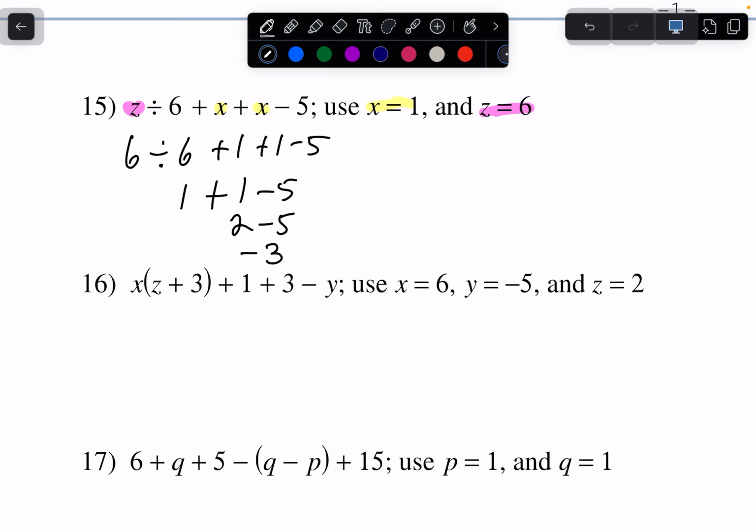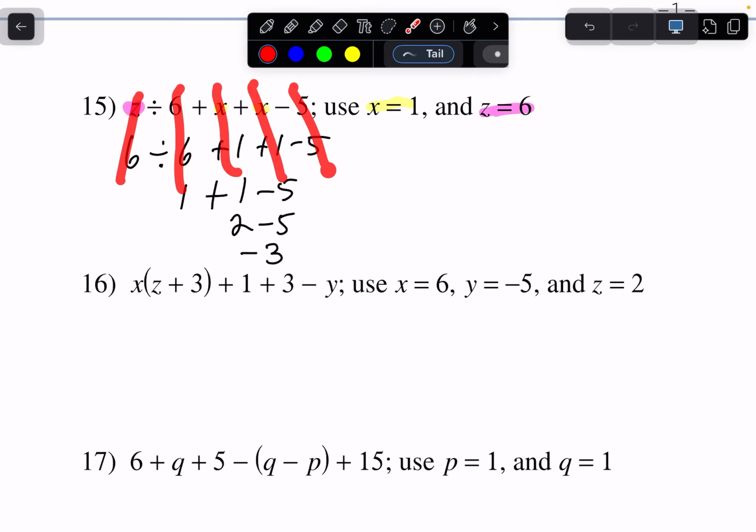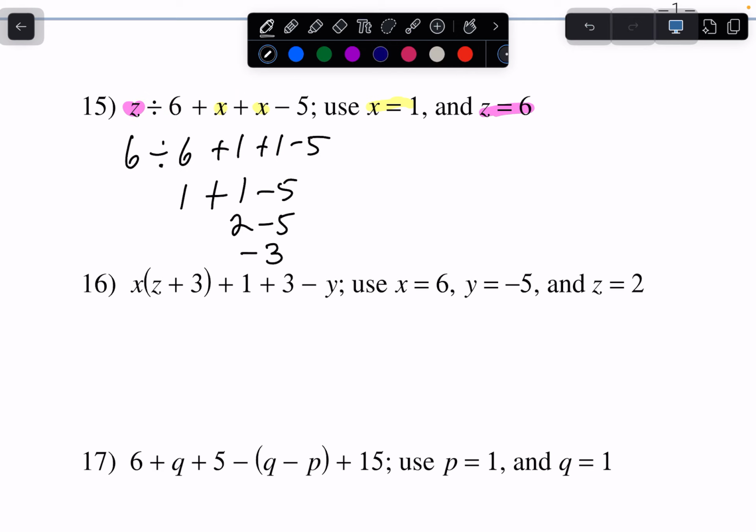Wait, one second. There's 6 divided by 6 plus 1 minus 5. Oh, that's what was confusing me. Okay, so this is 1 plus 1. I'm going to go back, because I said 3, and then I was like, wait, there was not 3. Okay, 1 for that one, plus 1 for those ones, minus 5. There we go. So 1 plus 1, if we go from left to right, is 2, plus 1 is 3. 3 minus 5 is -2. Got confused there with all those ones. Okay, so that's 15.